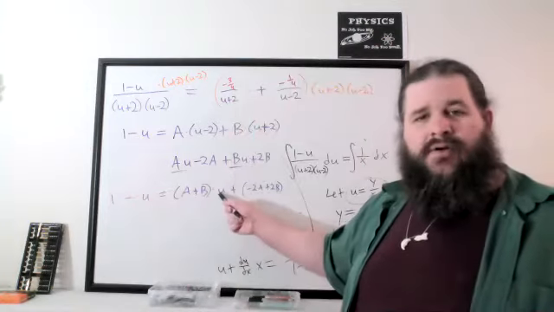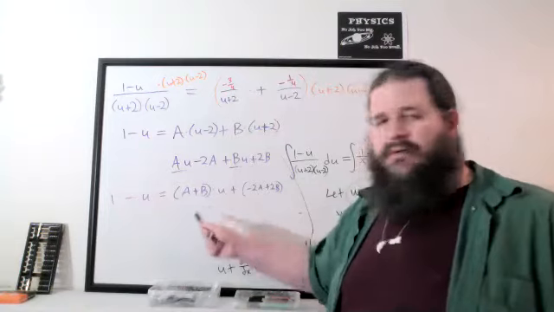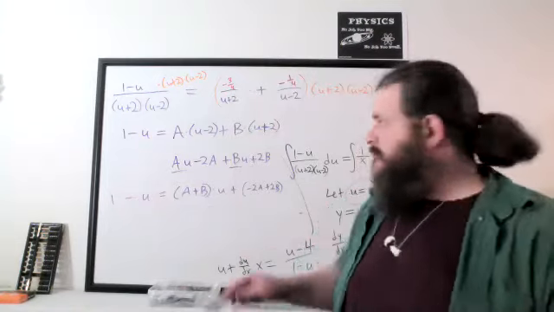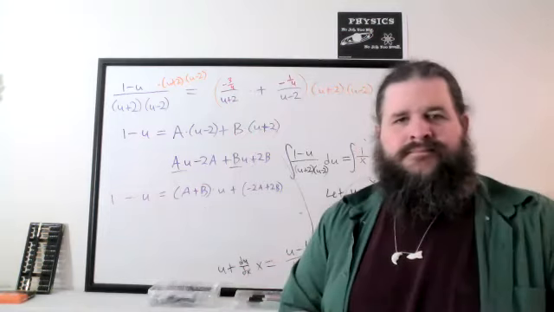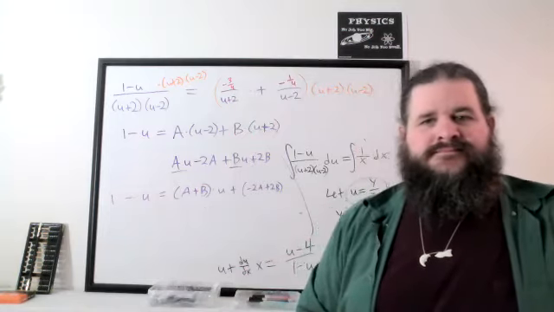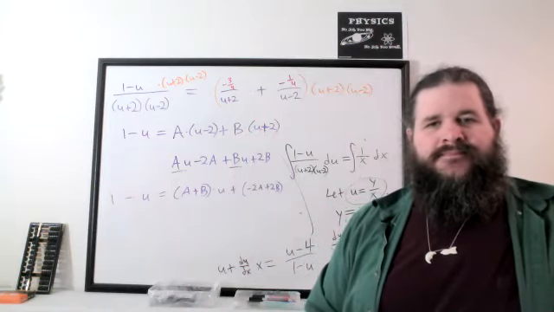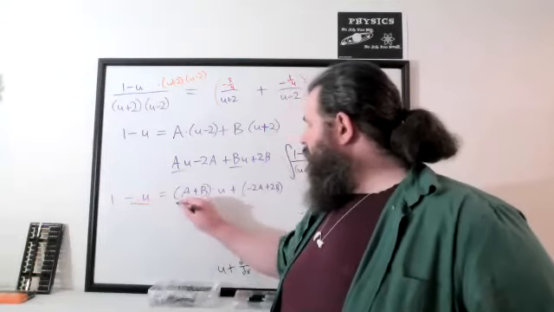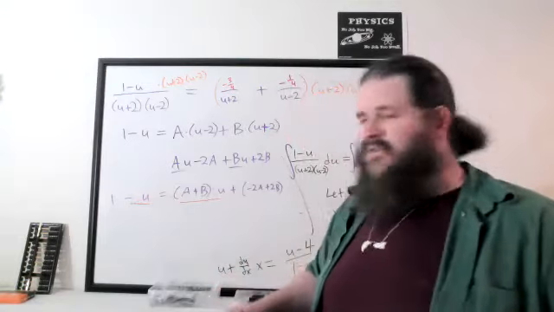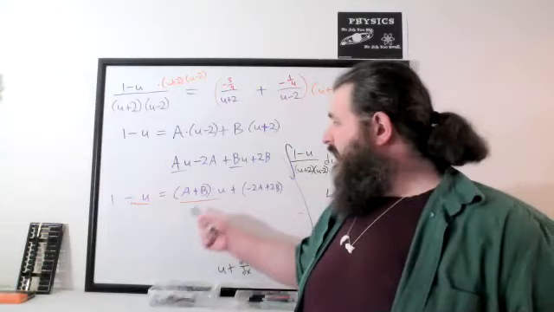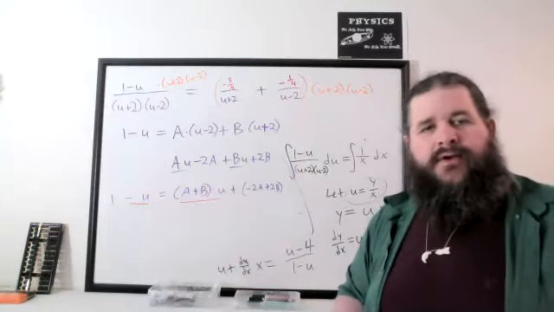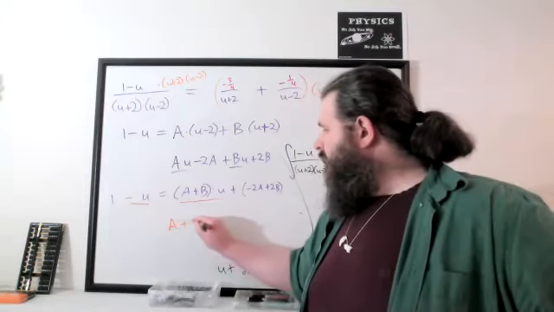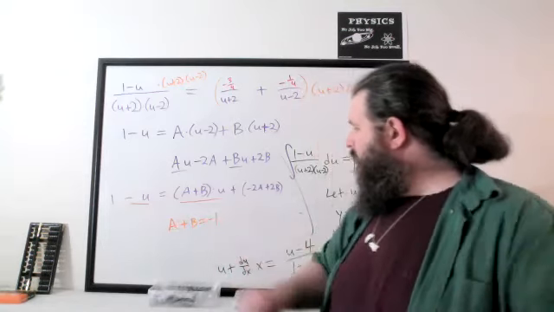On the right side, the coefficient of u is a plus b. What's the coefficient of u on the left side? Yeah, we've got a negative 1 u versus an a plus b times u. So that means a plus b has to equal negative 1. The coefficients have to match up or this doesn't work. So we know a plus b must equal negative 1.